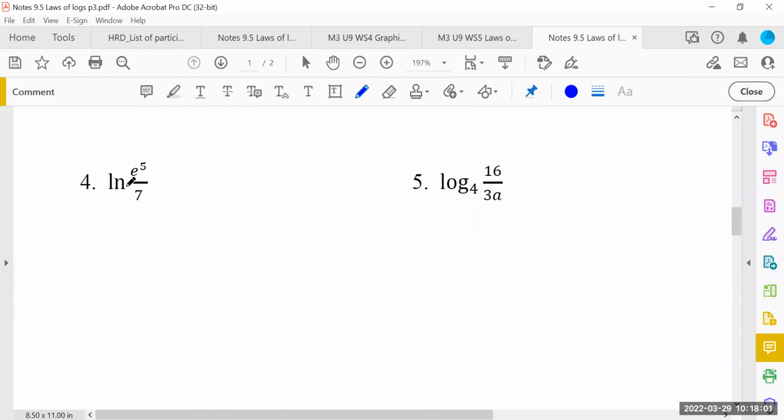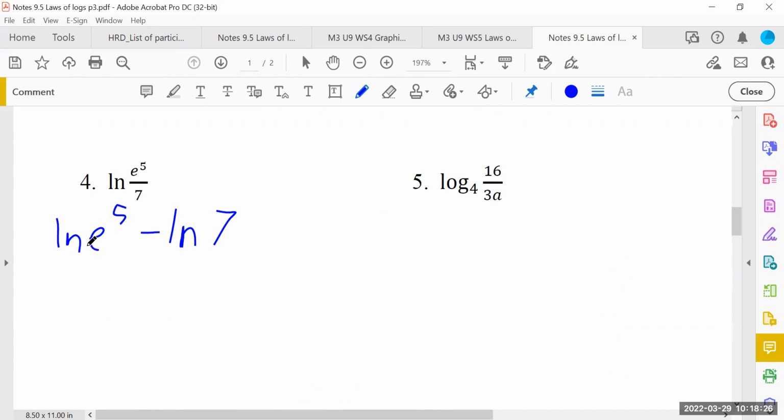So number 4, natural log of e to the 5th minus natural log of 7, right? The first one was on the top. Second one was on the bottom. It's the subtraction one. Notice how the natural log here, this is positive. Positive natural log of e to the fifth, it was on the top, minus the natural log of 7. Natural log is log base e.